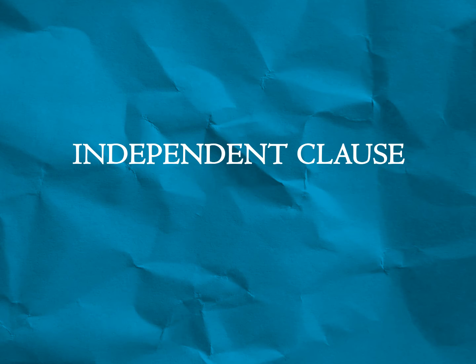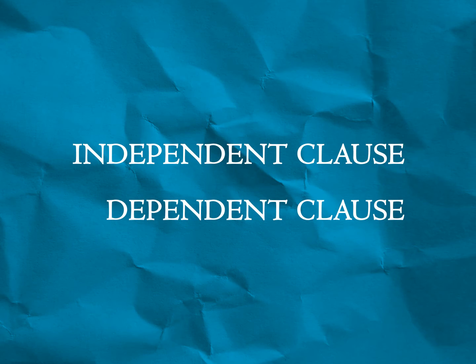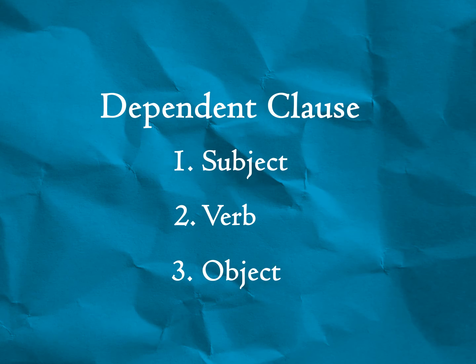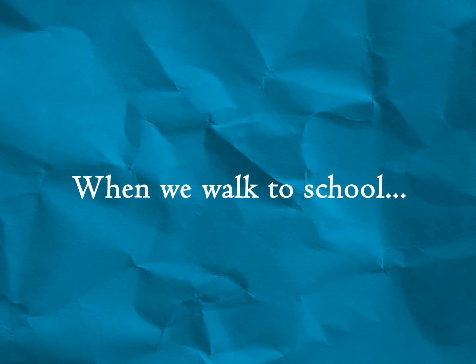The opposite of an independent clause is a dependent clause. A dependent clause, just like an independent clause, has a subject, verb, and possibly an object, but it doesn't make sense by itself. Let's take a look at the following example. "When we walk to school." This is an incomplete thought. What happens when we walk to school? You need to add more to the sentence in order for it to make sense. However, in this lesson, we will be focusing on just independent clauses.